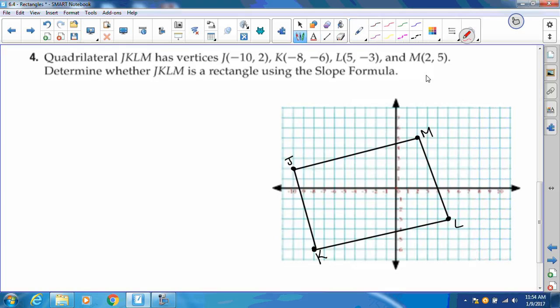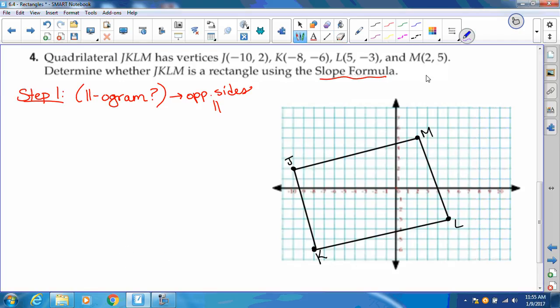Okay, so this time they're telling us they want us to use the slope formula. So again, the very first step is I need to determine, is this a parallelogram or not? And for it to be a parallelogram, when you're talking about slope, we need opposite sides to be parallel. Remember, slope will tell you if lines are parallel or perpendicular. So we're going to do the slope formula. As a reminder, slope is rise over run, so y2 minus y1 over x2 minus x1.